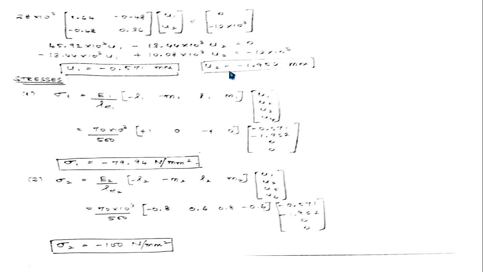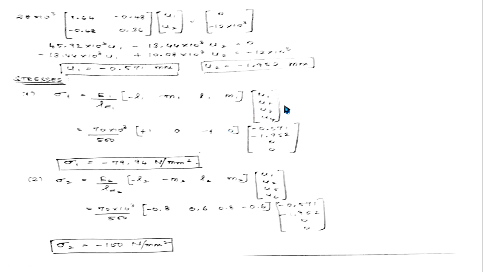U1 is the displacement of node 1 in X direction, minus 0.57 mm. What about U2 then? U2 is the displacement of the node in Y direction. That's it. Once you are done with the displacement, you can straight away go for the stresses. As we saw at the start of the problem, they have asked to calculate the displacement and stresses. Straight away go for this formula. All the values are known: Young's modulus, equivalent length, L cosine, M cosine of element 1.